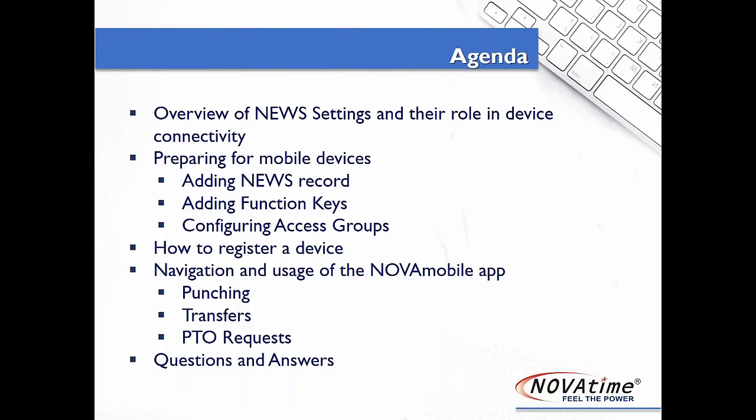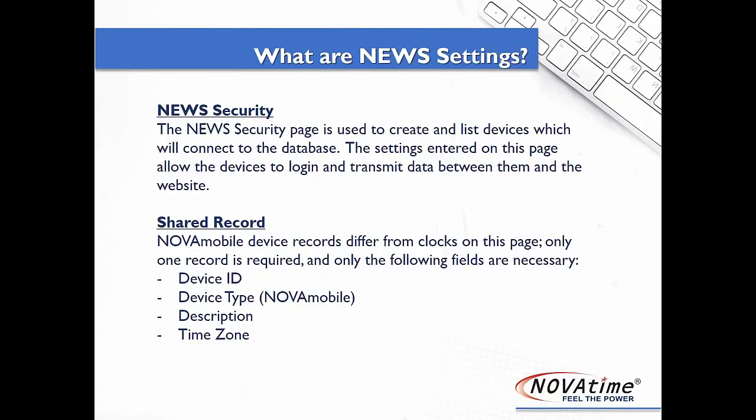Okay, so what we're going to do today is go through the initial setup for the mobile app on the website: creating the news record, creating the function keys, configuring the access group. We'll have some screenshots for you there. And then we'll go through and register a phone and then show you the navigation within the app. I've got an actual live demo on my phone that I can use to show you guys. I have it mirrored to another computer right now.